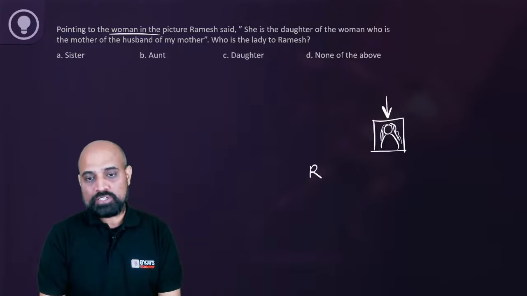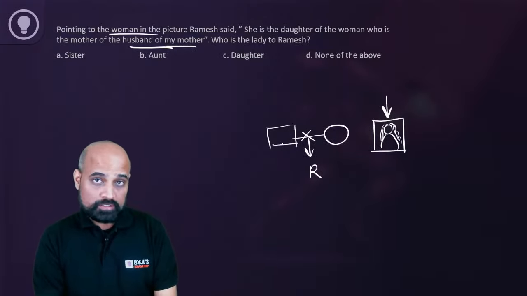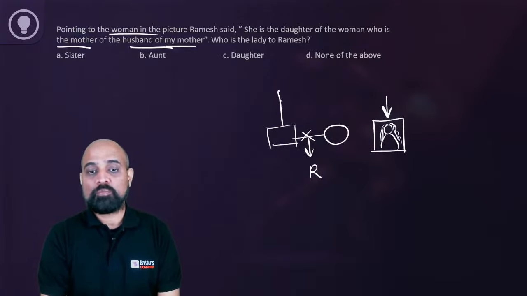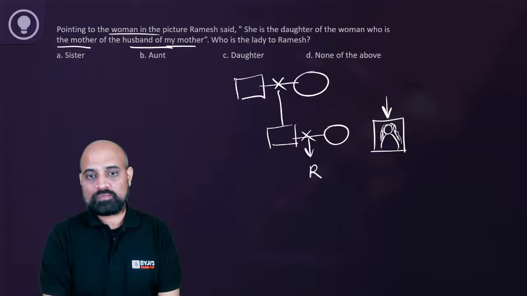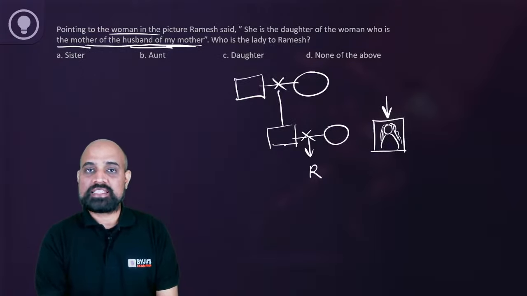So Ramesh has a mother, has parents, mother, father, right? My mother's husband would mean Ramesh's father. Ramesh's father's mother, her mom. So mother of the husband of my mother is same as saying mother of my father. So this is the lady we are dealing with.